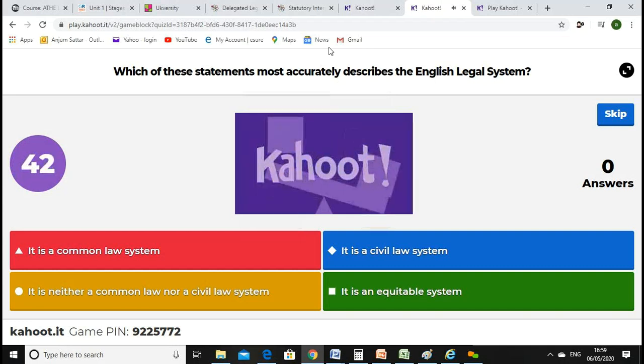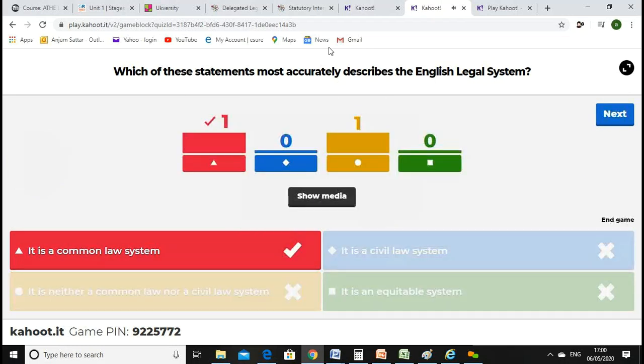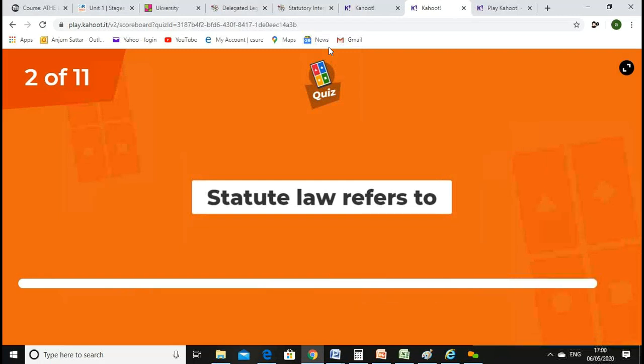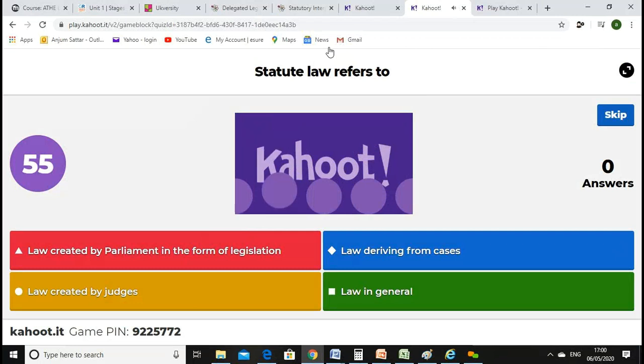Which of these statements most accurately describes the English legal system? Just for fun, I kept a lot of time for this. Don't worry, it's just a matter of getting the concept. Next, what is statute law referred to? We have four options and you need to pick the color.